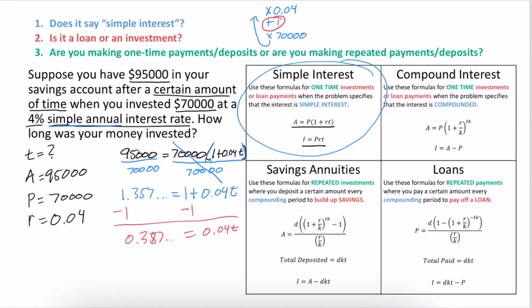And then to figure out what t is, to undo this last step, I'm going to divide by 0.04. And that tells me that t equals 8.928. And in your test, if you have a problem like this where you have a decimal number for the number of years, I will tell you specifically how many decimal places to round it to. But that would be the value for t. And that's how you would do that question.